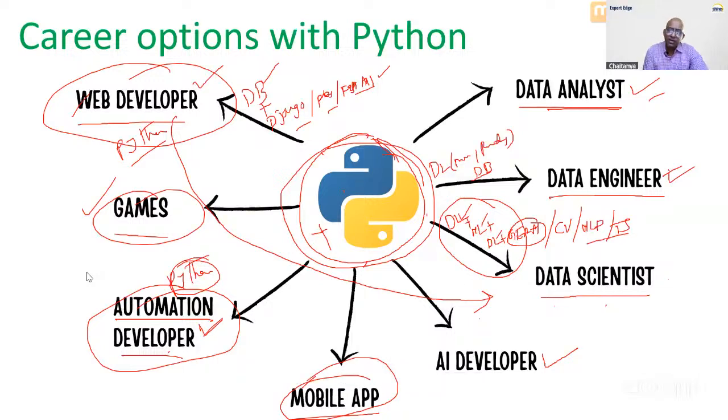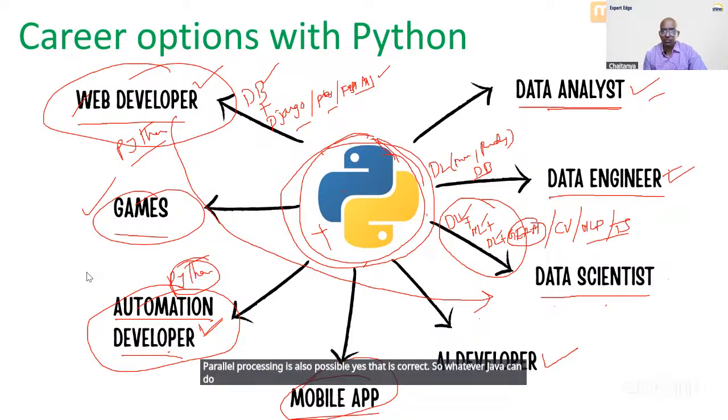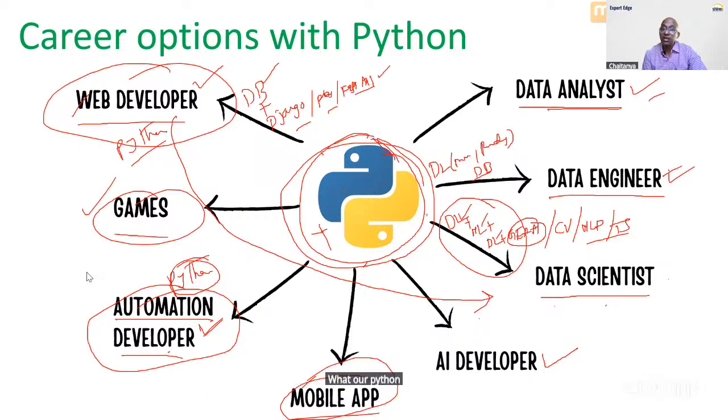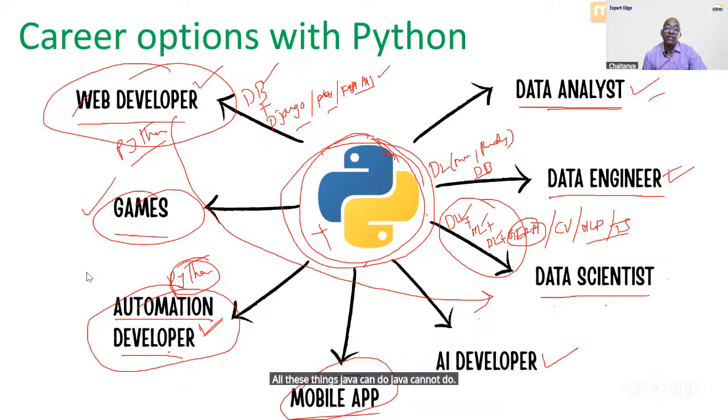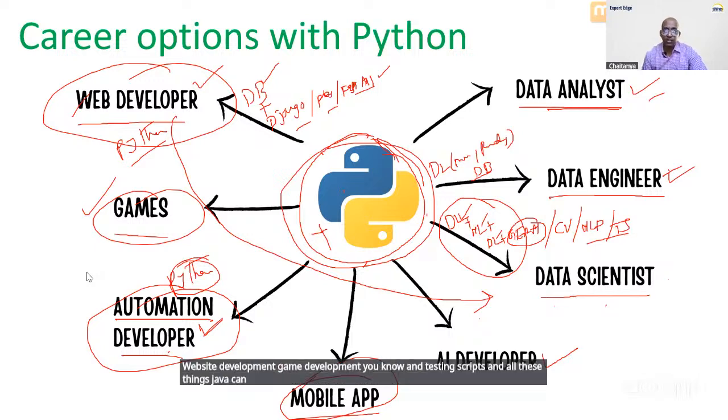So whatever Java can do, Python can do for sure, no doubt about it. But whatever Python can do, Java can't do. For example, data science, data analysis, data engineering: all these things Java cannot do, but only Python can do. Website development, game development, testing scripts, and all these things Java can do and Python can also do effectively, without any doubt.